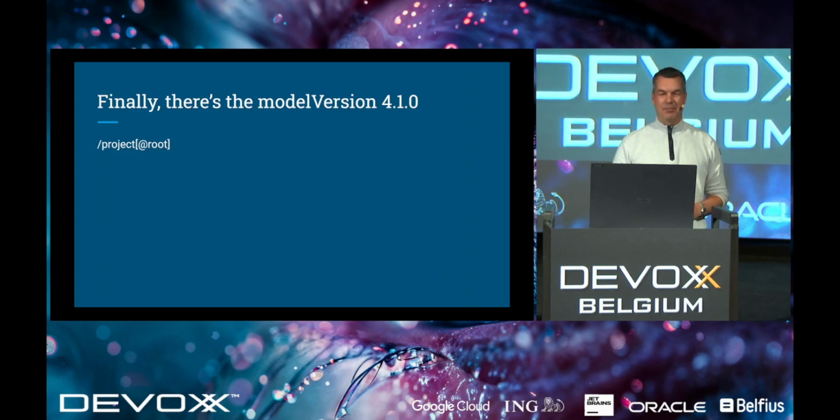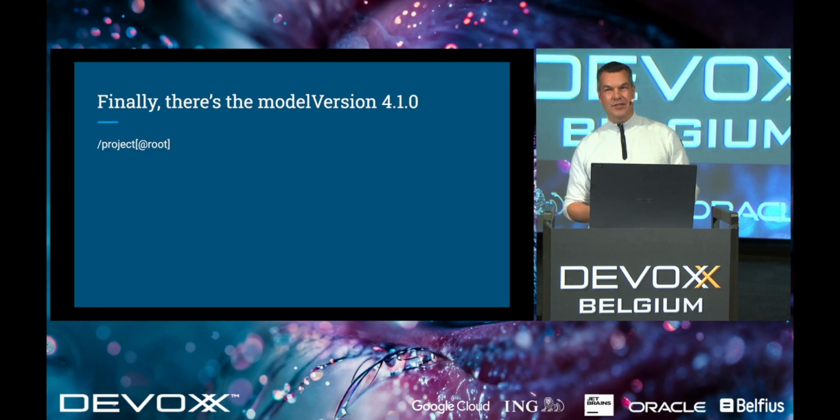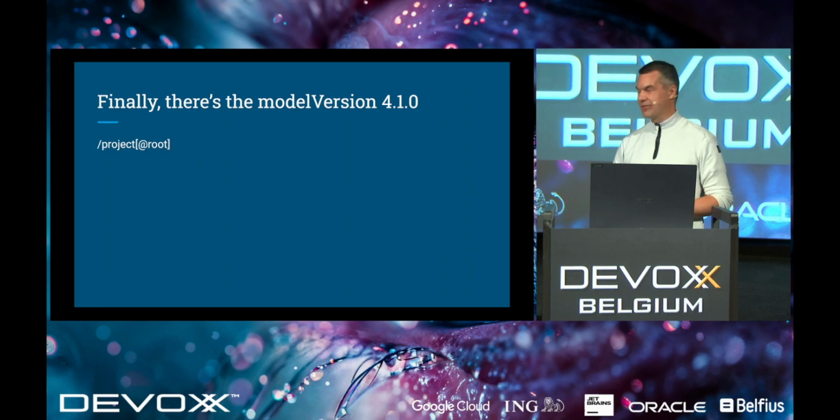So the project has a new attribute, and it's called root, and it has the value true or false, and with that you can explicitly say, okay, within my multi-module project, this is the root of the whole project. Why is that important? Well, one reason is that it helps Maven determine where your multi-module project ends.